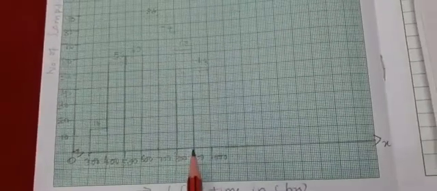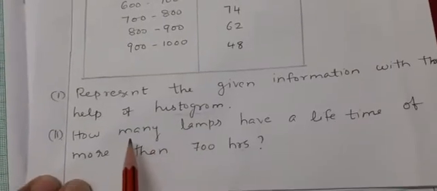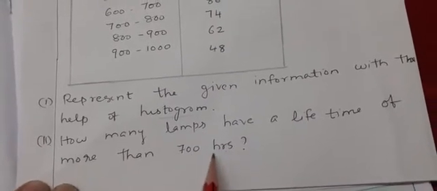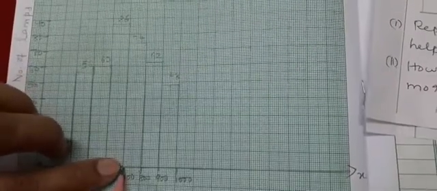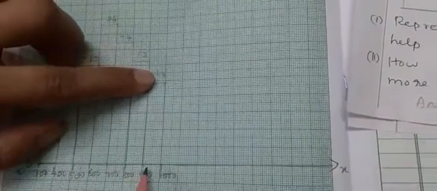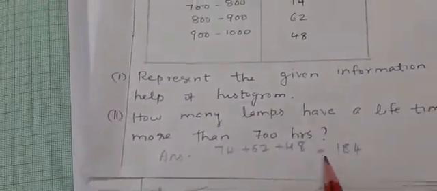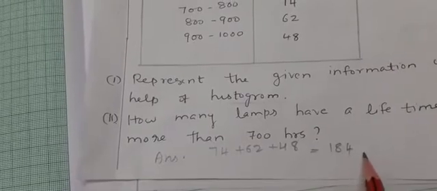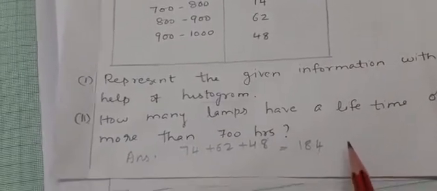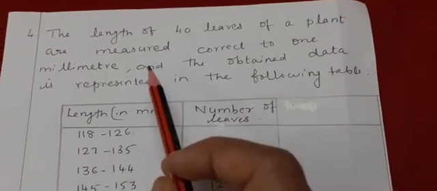This is histogram. Next part of the question is how many lamps have a lifetime of more than 700 hours. So more than 700 hours means it will start from here. 74 plus 62 plus 48, that is equal to 184 lamps have a lifetime of more than 700 hours. Now let's discuss fourth question.